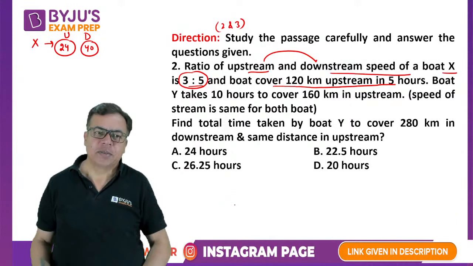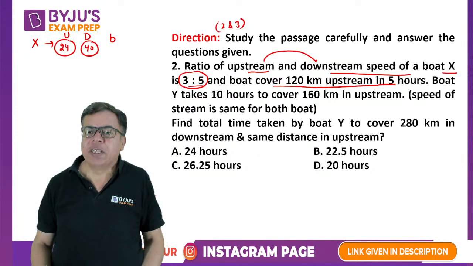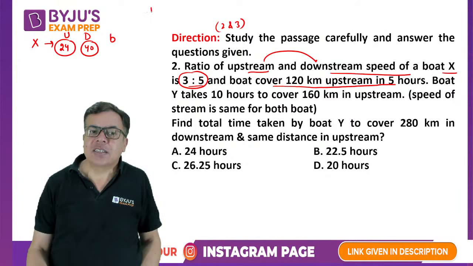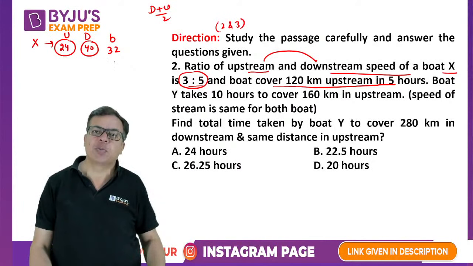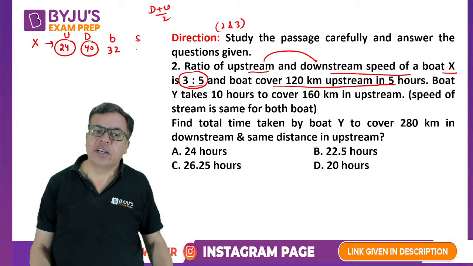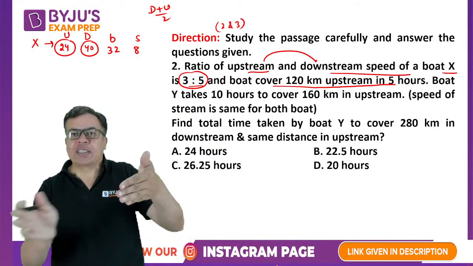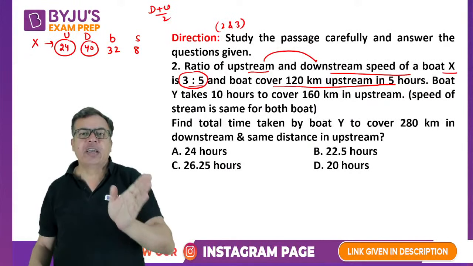Now the speed of the boat. What will be the speed of the boat? Speed of the boat will be (u plus d) by 2. So that means (40 plus 24) by 2, it will become 32. That is the midpoint of u and d. The middle value of u and d will be the speed of the boat. And speed of stream will be the difference of D and B, 40 and 32, which will be 8. Right? So you can calculate all the speeds for X. Boat X upstream speed is 24, downstream speed is 40, speed of boat in still water is 32, and speed of stream is 8.